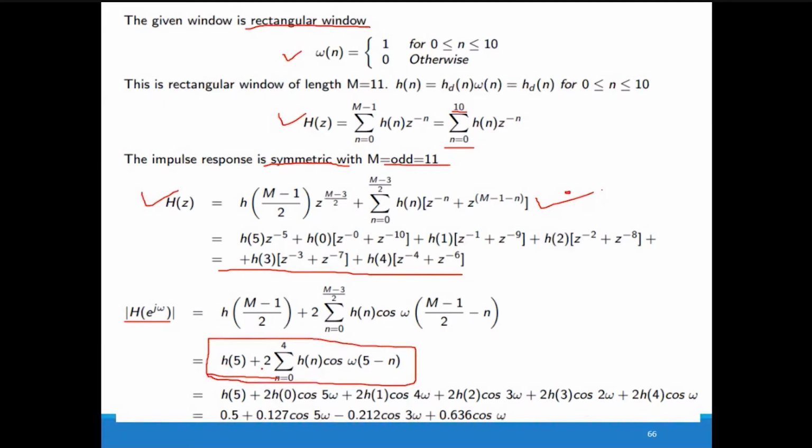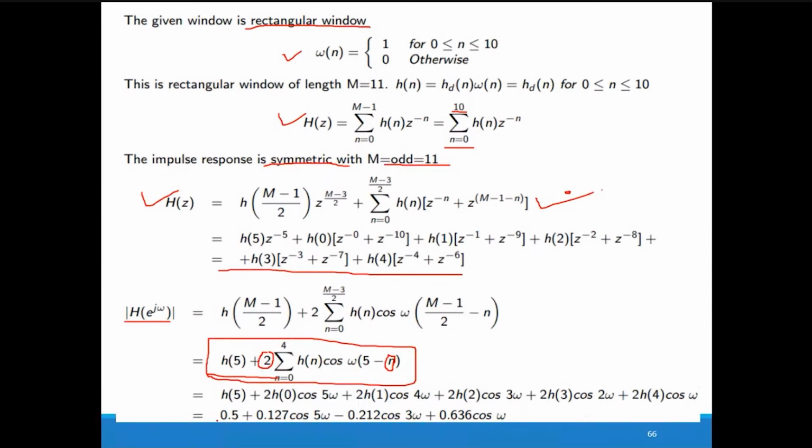h(5) plus 2 times the summation from n equal to 0 to 4 of h(n) cos(omega(5 minus n)). So here you have to apply the values of n from 0 to 4. As I told you, this filter is symmetric. You have to calculate only the values from 0 to 4 and the center value 5. The remaining values you can easily write with the help of symmetricity. That's why the 2 term is added over here. So we are getting 2 such values. Whatever values you are getting, that is n from 0 to 4, h(n) cos(omega(5 minus n)).